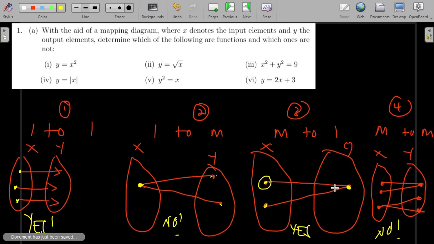So you see that out of these four types of relation, the ones that are functions are one-to-one and the many-to-one. Okay, so I should emphasize again, a function is a relation where each input has exactly one output, okay? That's a function. So we're going to be using this concept that I was explaining here to solve these questions, question 1A.